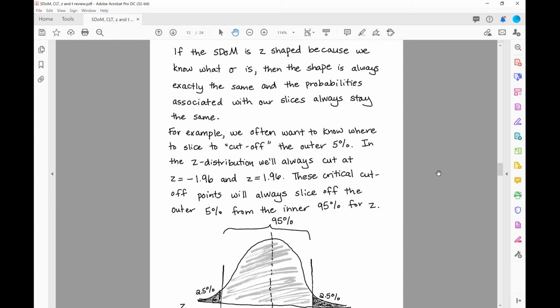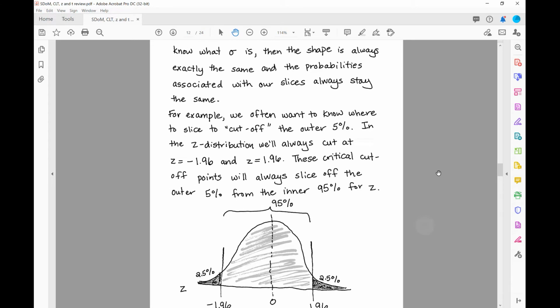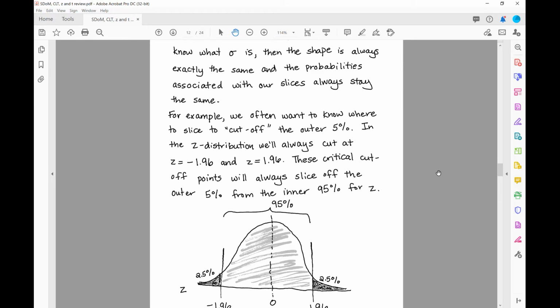So if the SDoM is Z-shaped, because we know what sigma, our population standard deviation, is, then the shape that we get, that curve, is always exactly the same. And so if that curve never changes, it's always exactly the same, then this means that we can figure out these different probabilities for all these different slices, and those probabilities are always going to be exactly the same. They're not going to change at all, because this Z, there's only one Z curve, and it always looks the same. It's that standard normal curve.